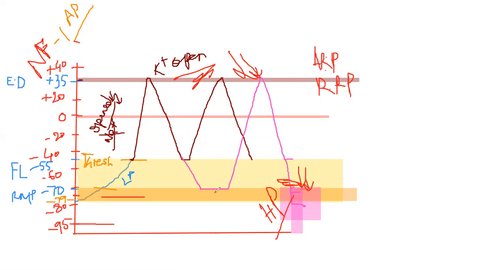From the threshold to the end of depolarization in skeletal muscles, it is longer than in the nerve fiber, but that's not important. You have to remember the values more. Now the refractory period.